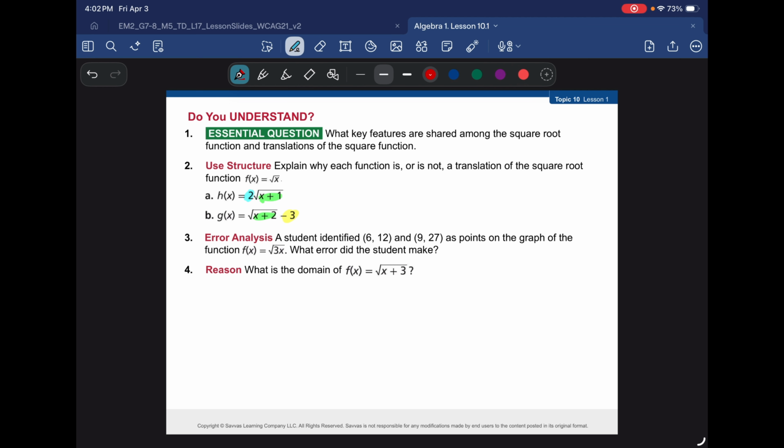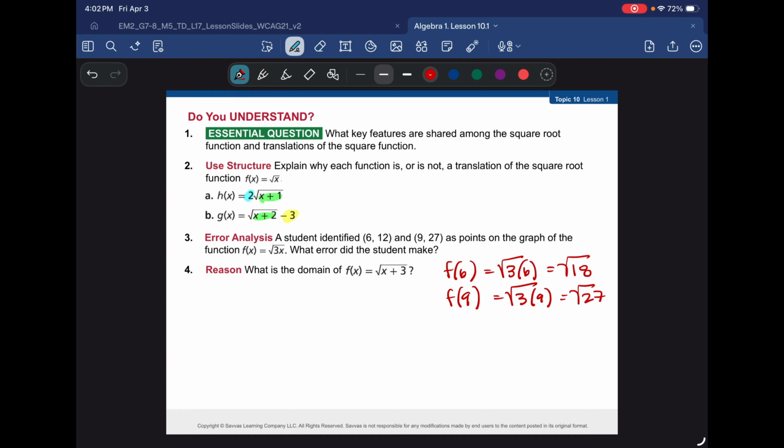So really what this means is if I substitute and evaluate f of 6, I should get 12. If I plug in the square root of 3 times 6, I would get the square root of 18, and that's not going to be 12. Let's take a look at f of 9. If I evaluate that input, I should get 27. So I substitute 9 into my input. That would give me the square root of 27, which is not 27. So what is the mistake that the student made? Can you see it?